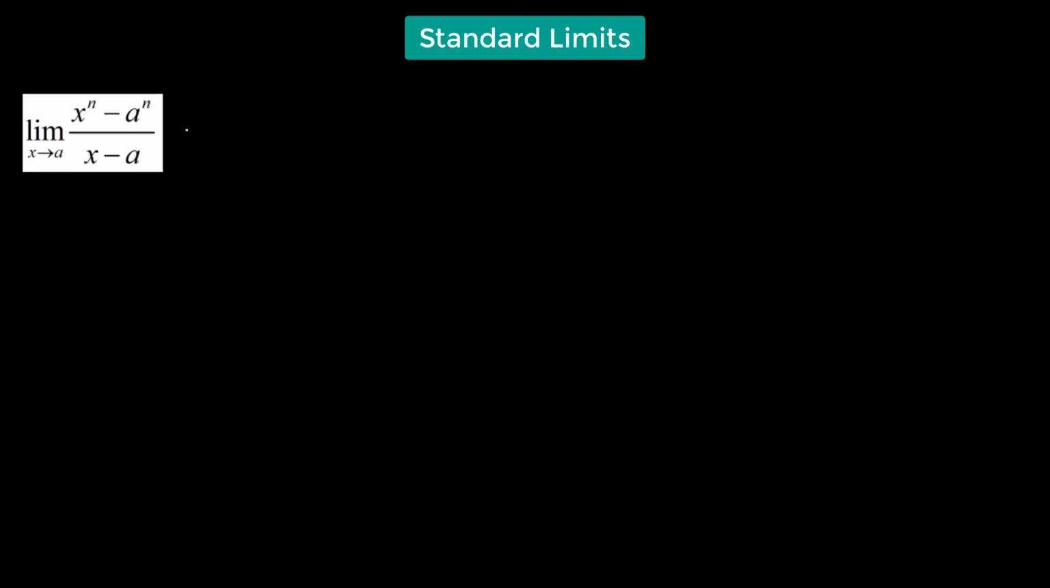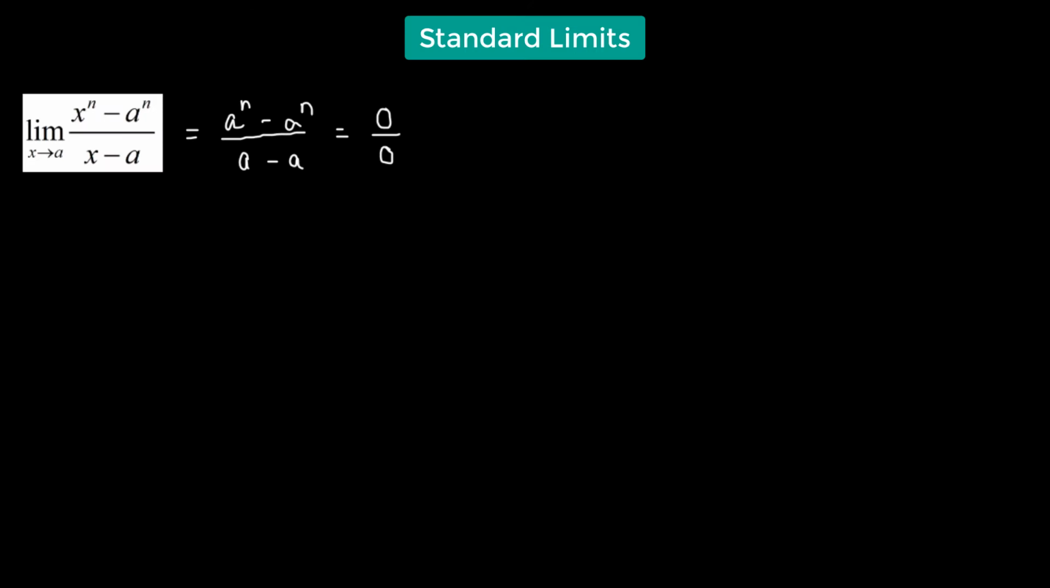So first thing first, we will be substituting for the value of x. So that would give us a raised to the power of n minus a raised to the power of n divided by a minus a. So this is giving us an indeterminate form. So we have 0 in both the numerator and the denominator. So we have to look for a different way to find the limiting value of the given function.